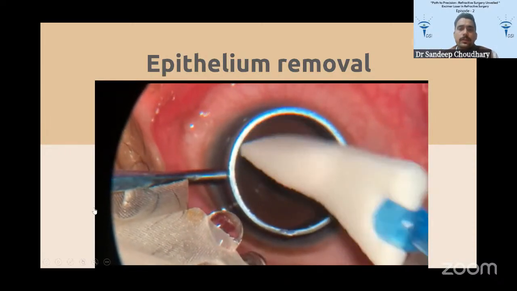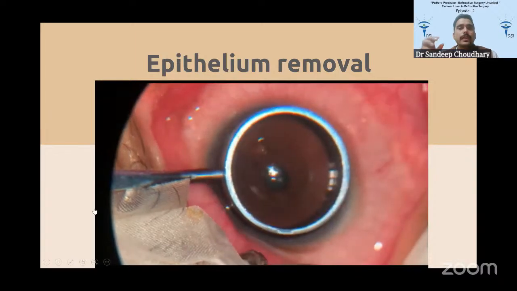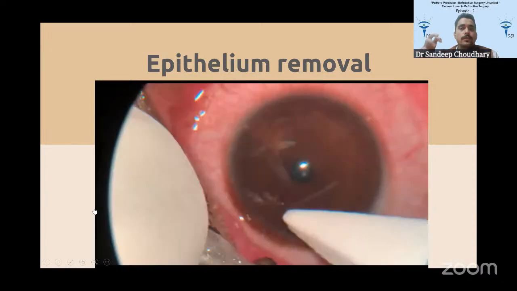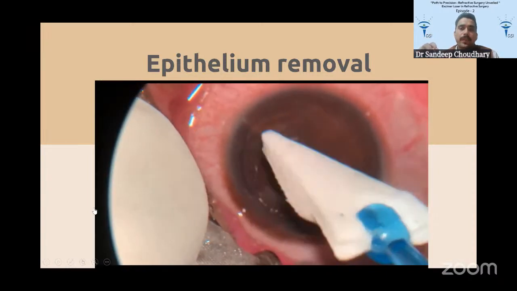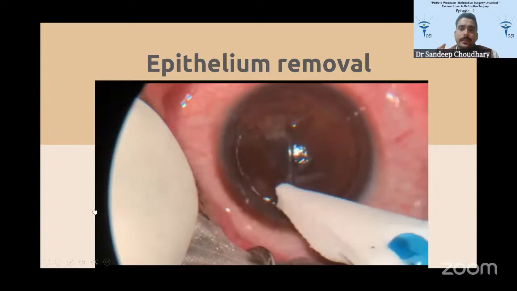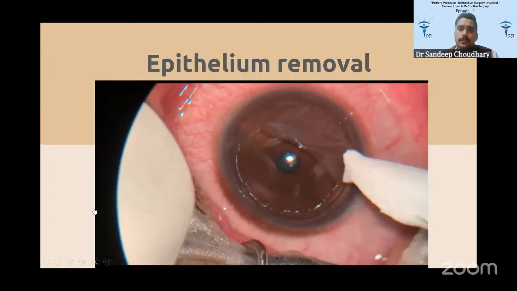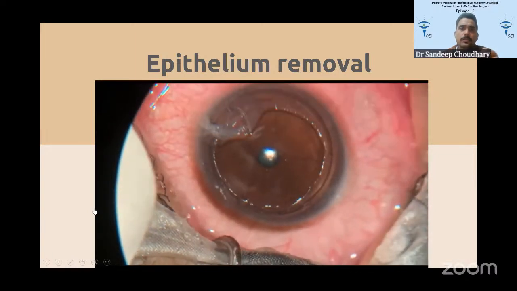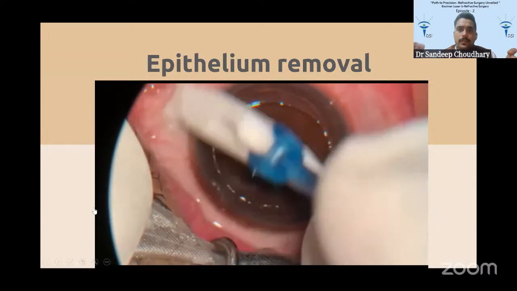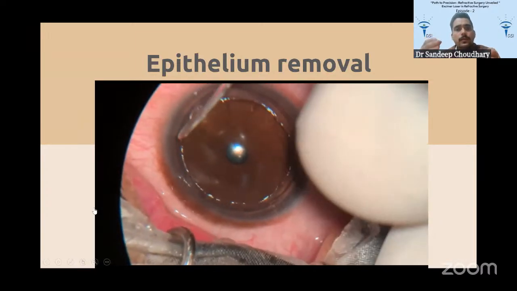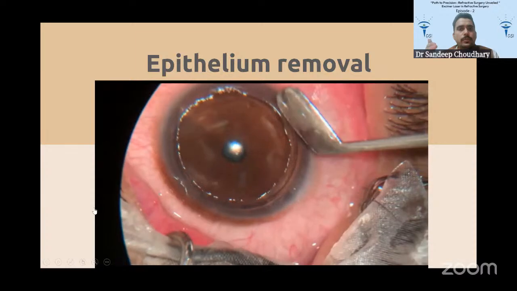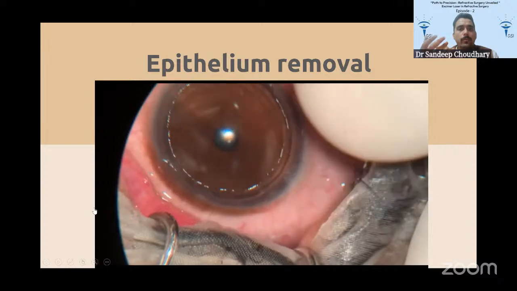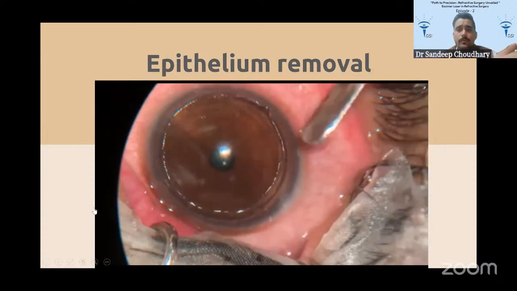As soon as we remove the well, we need to wash it thoroughly so that any residual amounts of alcohol are washed off from the ocular surface, so that they don't cause any localized toxicity. Then the epithelium comes off very easily. The residual amount you can also remove with the hockey stick. You don't need to go too much into the periphery, because it will further delay the epithelium healing. What we need is around 8.5 to 9 mm of central epithelium denudation.